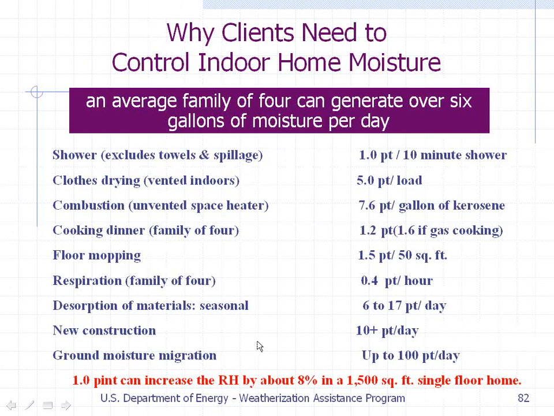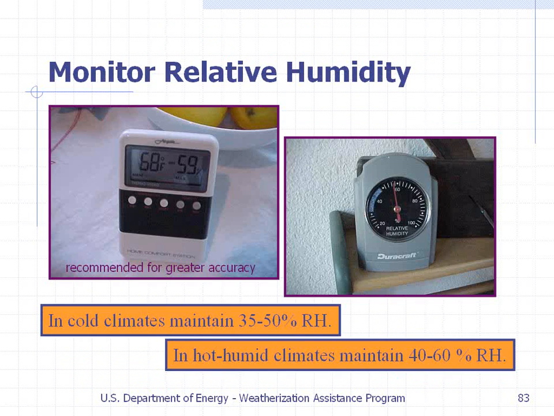New construction can create 10+ pints per day. Ground moisture migration, up to 100 pints per day. 1 pint can increase the relative humidity by about 8% in a 1,500 square foot single floor home. You need to monitor relative humidity. These types of monitors are recommended for greater accuracy. Now, in cold climates, you need to maintain between 35 to 50% relative humidity. In hot, humid climates, you need to maintain between 40 and 60% relative humidity.